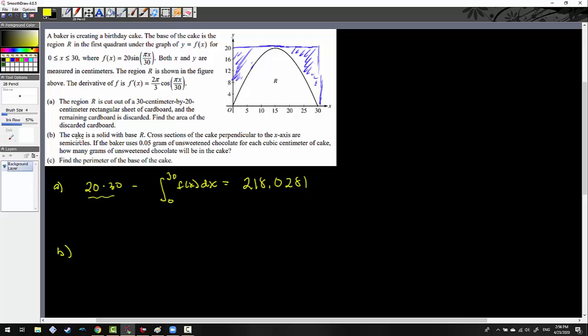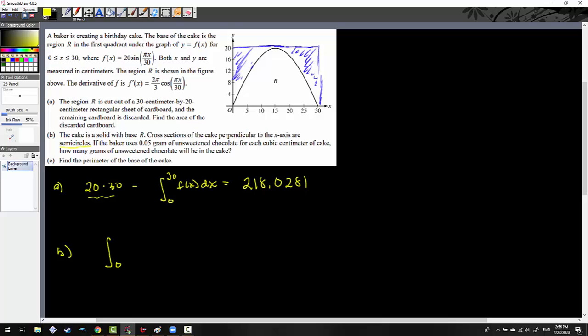It says the cake is a solid with a base of R. Cross sections of the cake perpendicular to the x-axis are made of semicircles. Well, that's important. If the baker uses 0.05 gram of unsweetened chocolate for each cubic centimeter of the cake, how many grams of unsweetened chocolate will be in the cake? So what I'm going to do is try and find the volume of this solid using the semicircles first.